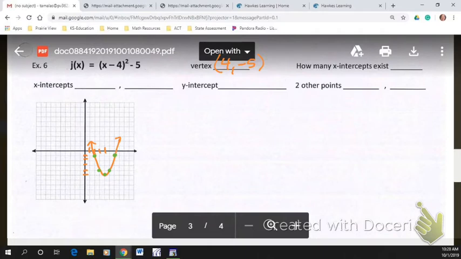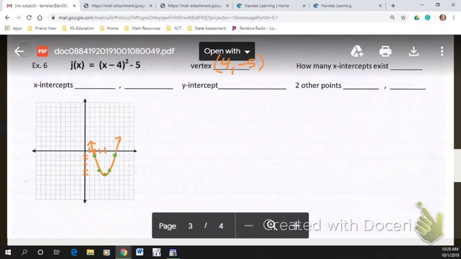Okay, now it asks us for x-intercepts. Can we find these x-intercepts by looking at the graph? Yes. We can? What do you think they'd be? Oh, hold up. They're fractions, right? Or decimals. So it's going to be difficult to tell exactly where they're crossing the x-axis. We can make an estimate, but we probably can't get an exact answer. So I'm going to need to do these x-intercepts algebraically. How many x-intercepts are there? 2. We can tell that, right?